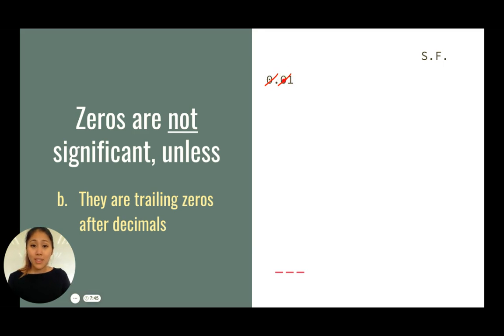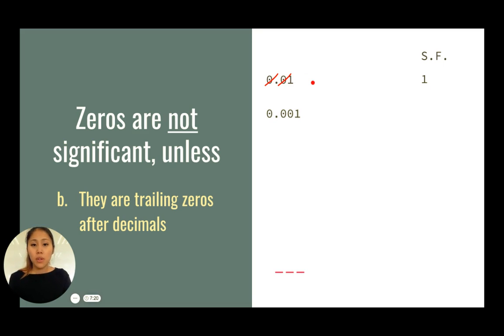The reason is because this zero is not trailing. In order for something to be trailing, not only does it have to be after this decimal point right here, but we also know that in English, when something is trailing, it's usually left behind. So this zero is not left behind. In fact, this one would be the one that's trailing. So this zero is not significant, which leaves us with one significant figure for 0.01.